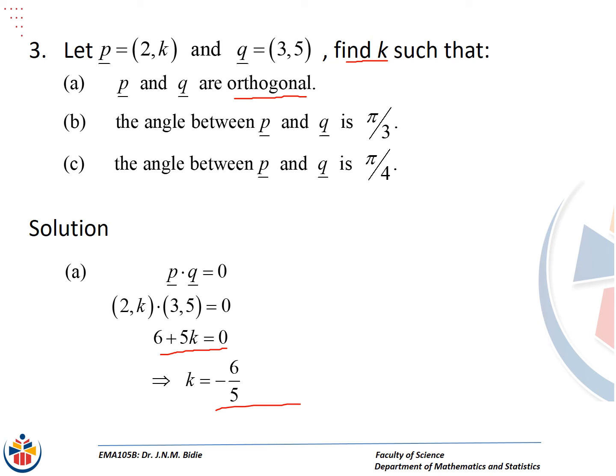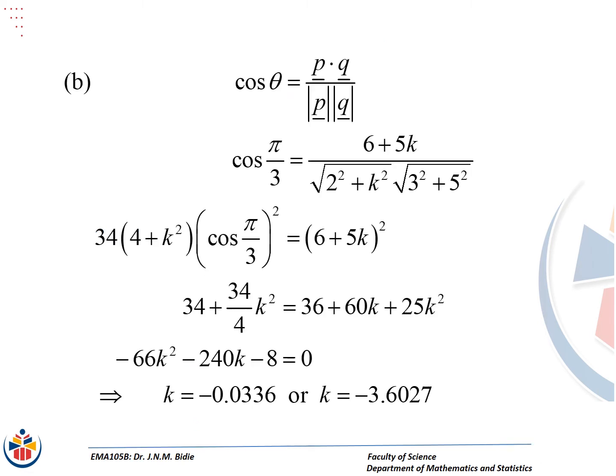Now, when you get to b, the angle between p and q is given to be pi over 3. Once you are given an angle, then that means the formula that we use is cos theta equal to u dot v divided by the length of the first vector u times the length of the second vector v. In this case, we have p and q. So here's the solution for b.